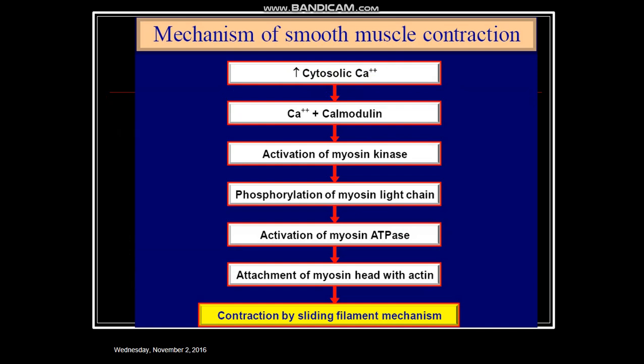You are seeing here the mechanism of smooth muscle contraction. Cytosolic calcium is increased. Calcium plus calmodulin, activation of myosin kinase, phosphorylation of the myosin light chain, activation of myosin ATPase, attachment of myosin head with the actin, contraction by sliding filament mechanism. This flow chart is very much important. You must revise it. Mechanism of smooth muscle contraction: increased cytosolic calcium, calcium plus calmodulin, activation of the myosin kinase, phosphorylation of myosin light chain, activation of the myosin ATPase, attachment of myosin head with the actin, contraction by sliding filament mechanism.